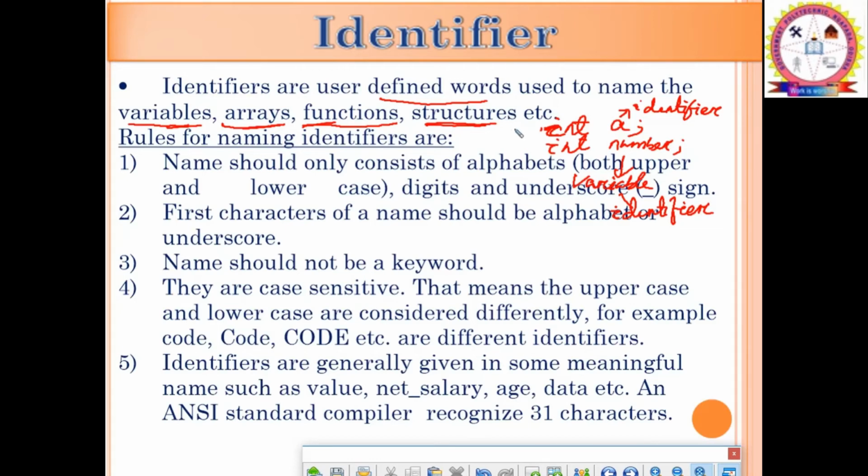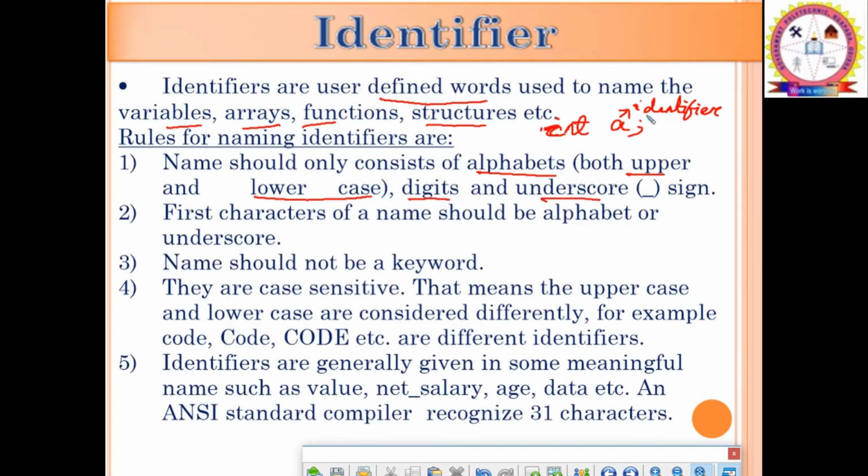But there are some rules for naming the identifier. So we have to follow some rules while naming the identifiers. So what are these rules? First, the identifier name should only consist of alphabets. Alphabet means both uppercase and lowercase. Then the next ones are digits and underscores.